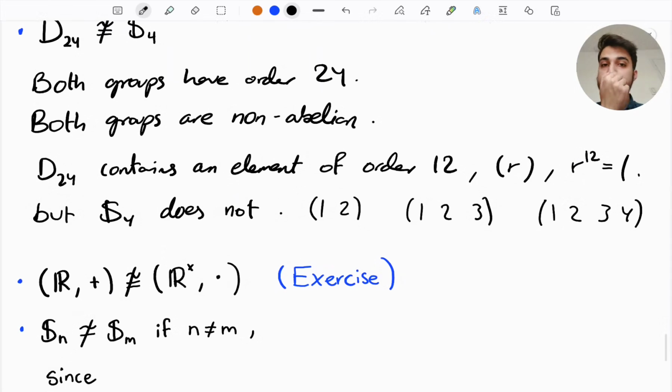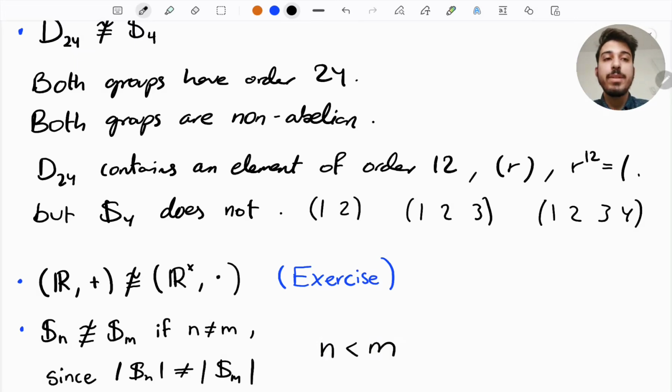We have another example here that says that the symmetric group of order n is not isomorphic to the symmetric group of order m if n is not equal to m, because in that case we would have that the order of Sn is not equal to the order of Sm. And also we can use the third property, because if n is not equal to m, say for example n is less than m, then there is an element of order m, so an m cycle, but there is no m cycle in Sn because m is bigger than n.